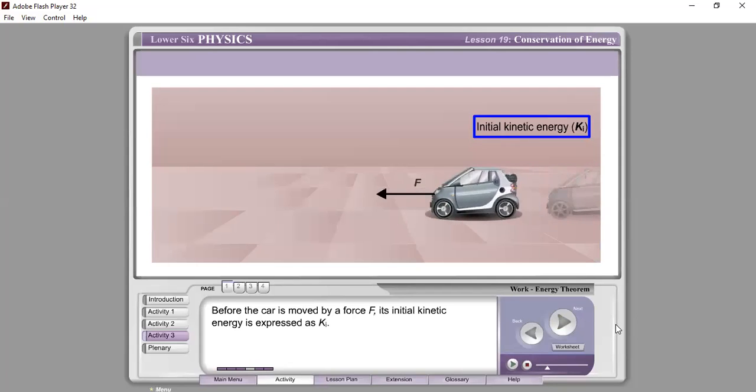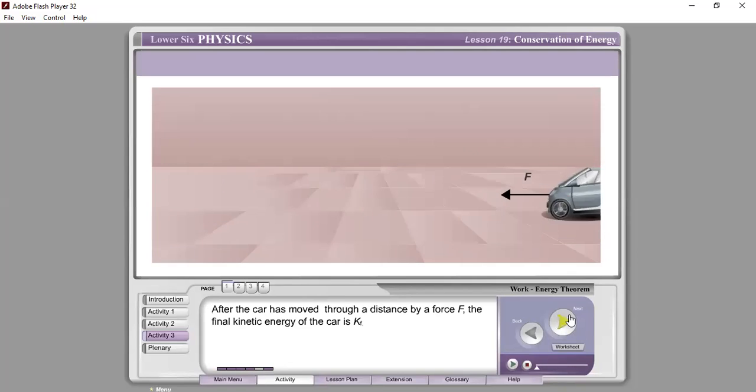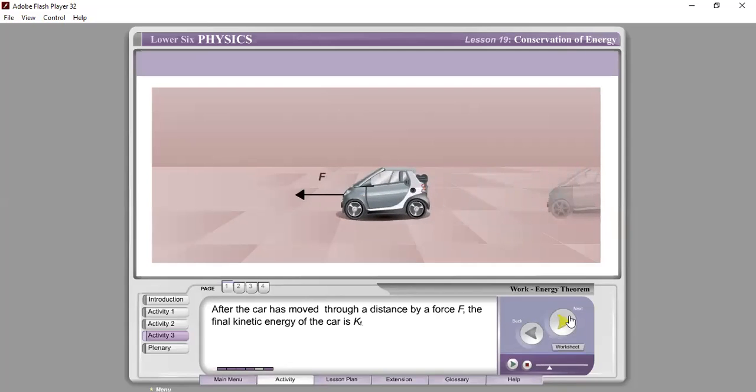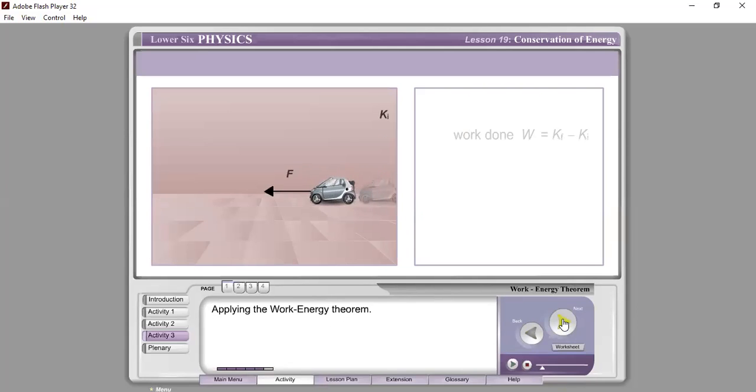Before the car is moved by a force F, its initial kinetic energy is expressed as Ki. After the car has moved through a distance by a force F, the final kinetic energy of the car is Kf. So the change in the kinetic energy is the difference. Applying the work energy theorem, work done W equals Kf minus Ki. Therefore, Kf equals W plus Ki.